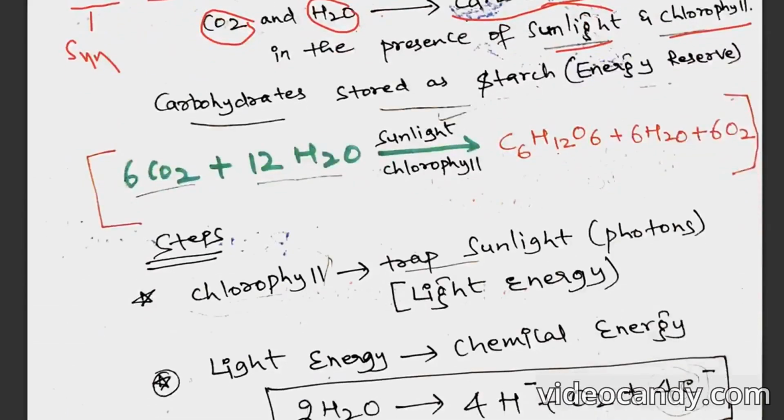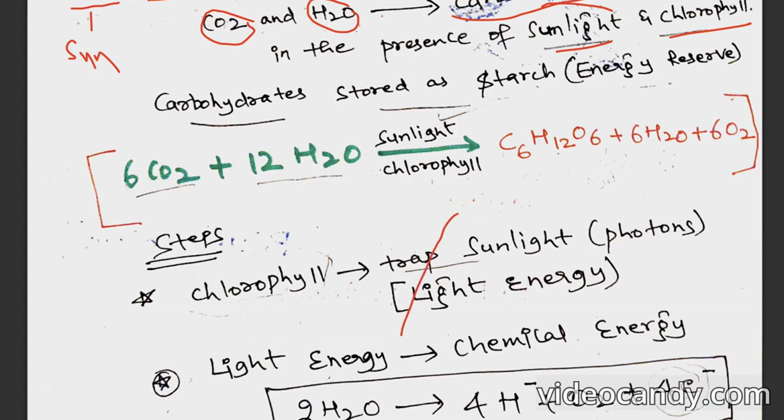If you go by the chemical equation, 6 molecules of CO2 react with 12 molecules of water in the presence of sunlight and chlorophyll to give 1 molecule of glucose, that's C6H12O6, plus 6 molecules of water, and 6 molecules of oxygen are evolved.